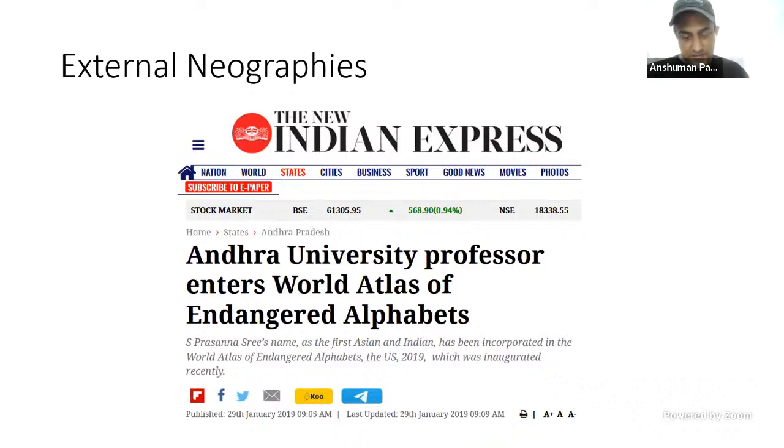her work, supposedly entering some world atlas of endangered alphabets, which there is no such thing. This is a project that's run by Tim Brookes called Endangered Alphabets. And Mr. Brookes has mentioned her work, but I don't know of any world atlas.